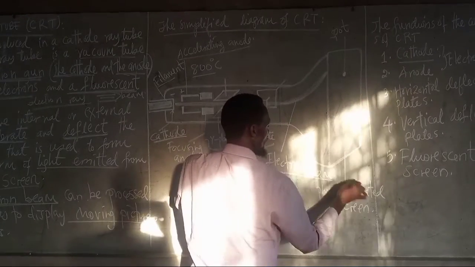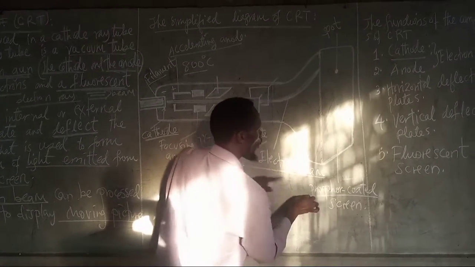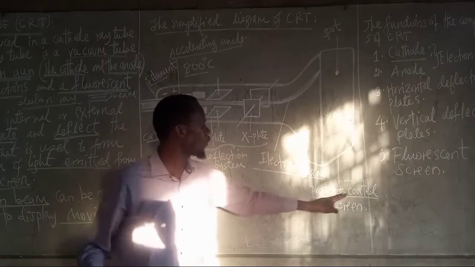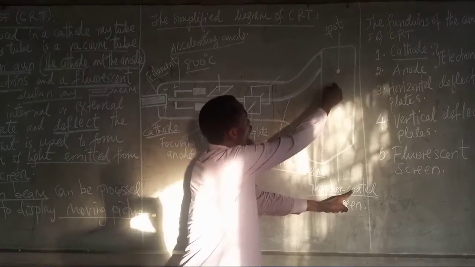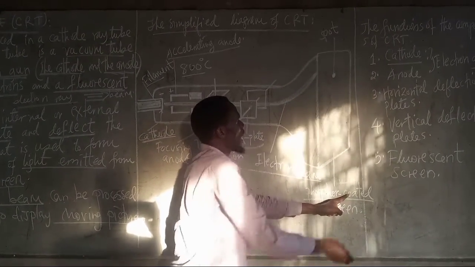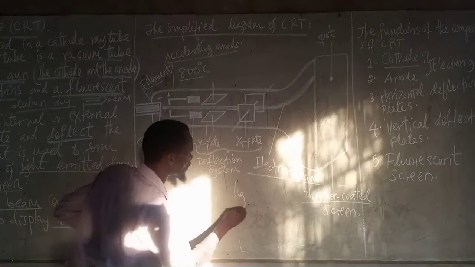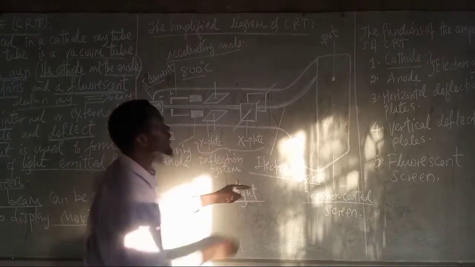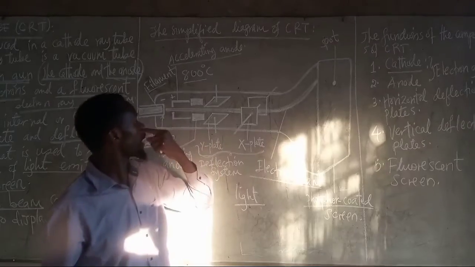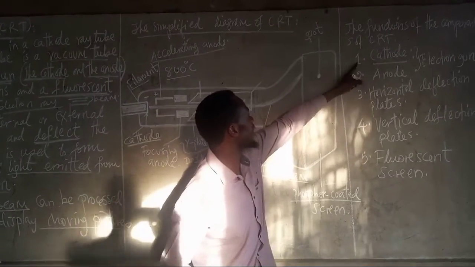Halafu huyu naye ana kazi yake. Na huyu hapa ambaye fluorescent screen anakuwa coated. Kwa hiyo coated, kwa nini inakuwa coated? Sababu ni kwamba itakapofika hapa coated yapi inasababisha sasa ili image ili iweze kutokea light, ina emit light inapogonga hapa. Ambapo sasa ndio tunachukua tuangalie kazi ya kila moja.